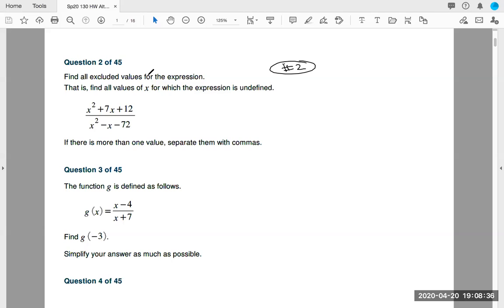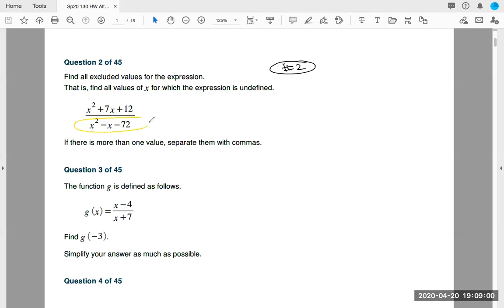Find all excluded values for the expression. That is, find all values of x for which the expression is undefined. If there is more than one value, separate them with commas. Okay, so for this particular problem, where I should have started was with the denominator.